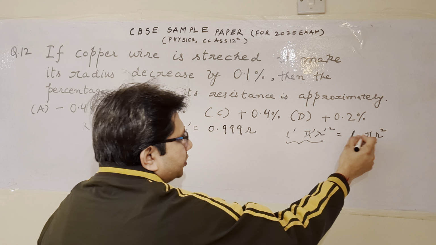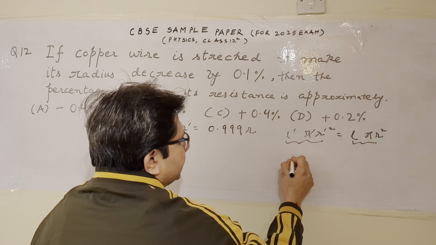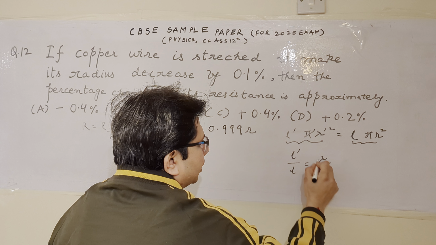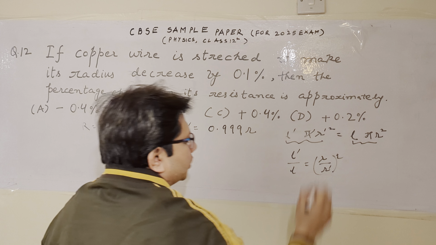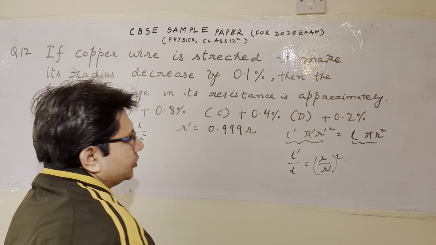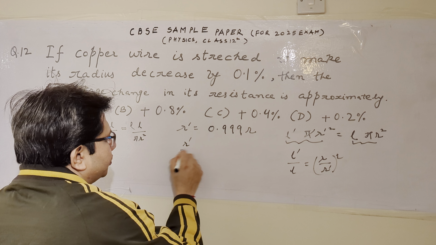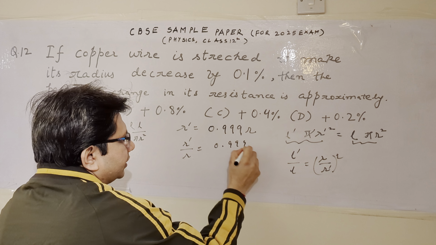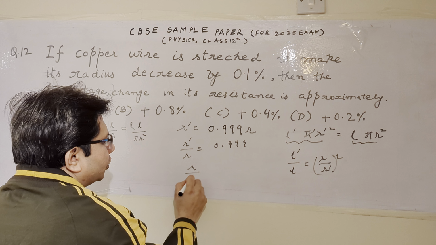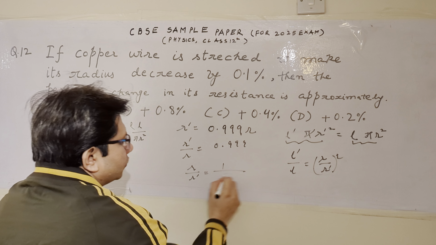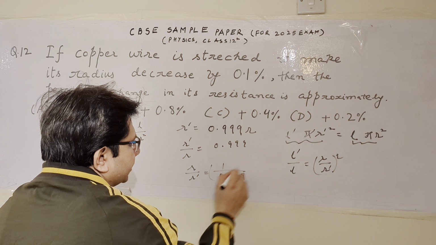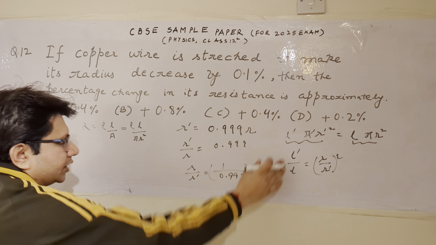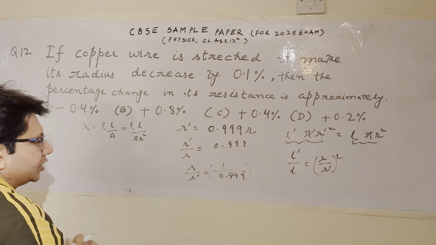Now this pi cancels with the other pi, and we can easily see that L dash upon L becomes r upon r dash whole square. And r dash upon r is equal to 0.999, or we can say that r upon r dash is equal to 1 upon 0.999. In this way we can calculate L dash upon L and r upon r dash.